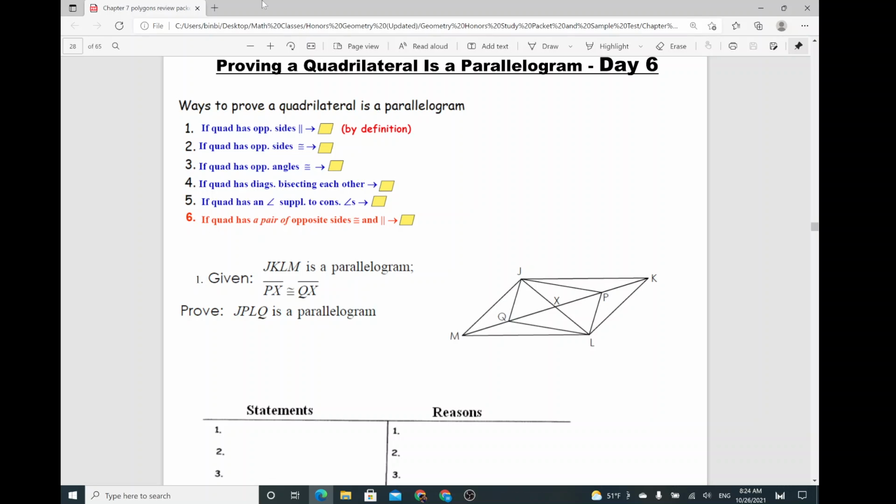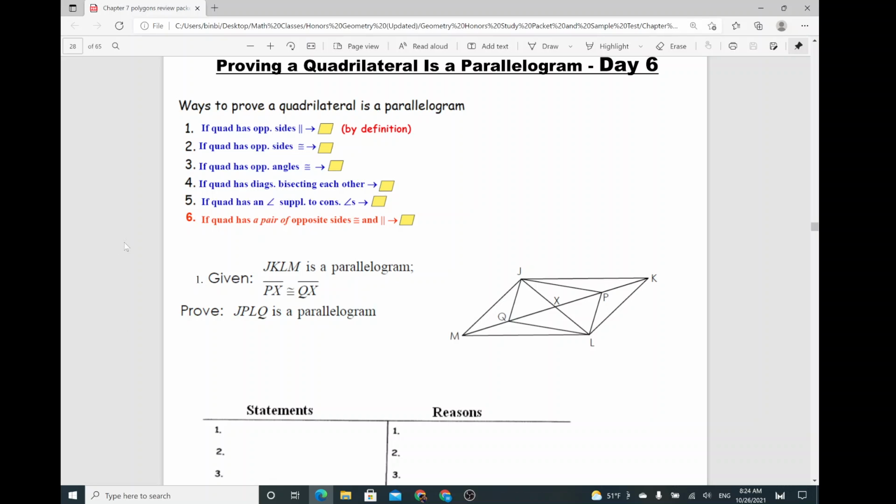Okay, if one of the conditional statements is true, that means we can prove that the quadrilateral is a parallelogram. If a quadrilateral has opposite sides parallel, then it is a parallelogram. If a quadrilateral has opposite sides congruent, then it is a parallelogram. If a quadrilateral has opposite angles congruent, then it is a parallelogram. And number 4, if a quadrilateral has diagonals bisecting each other, then it is a parallelogram.